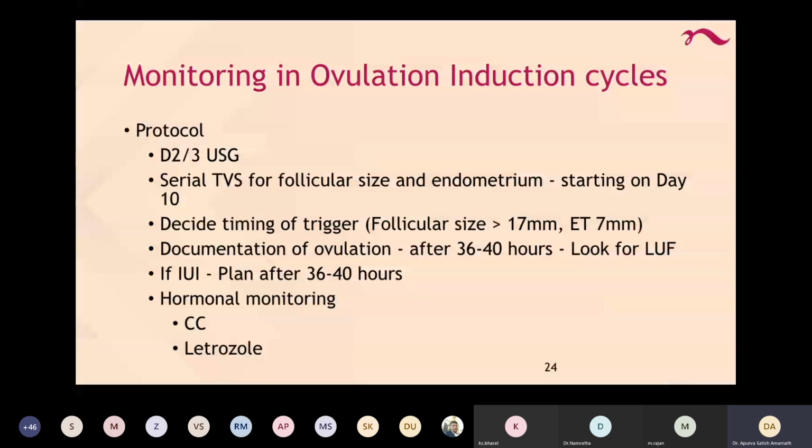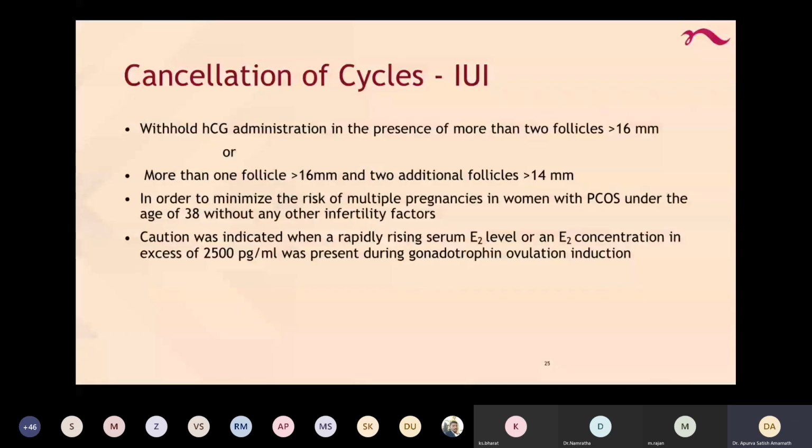In an aromatase inhibitor cycle, the estrogen levels are going to be low, so E2 has no role in an aromatase inhibitor cycle. So only CC if hormonal monitoring is to be done, but ideally we don't really do hormonal monitoring in simple ovulation induction and timed intercourse or IUI cycles. So this is what the protocol would be.